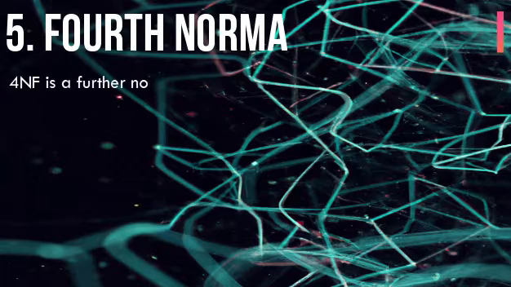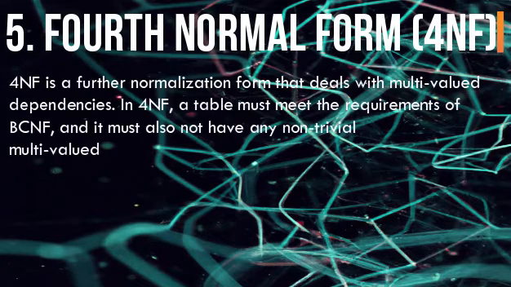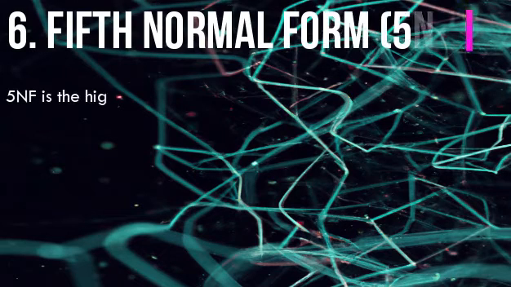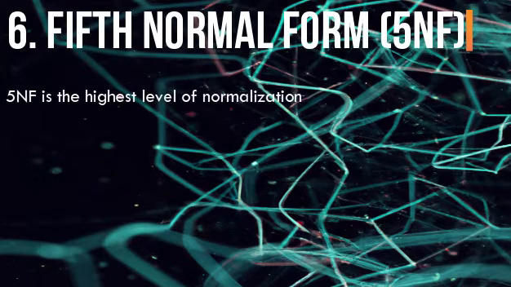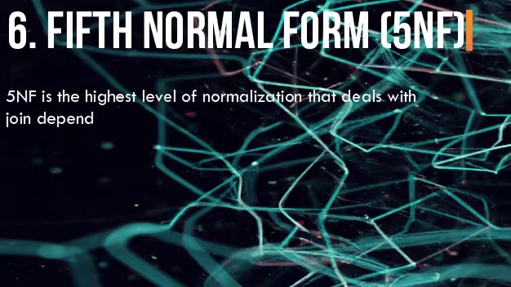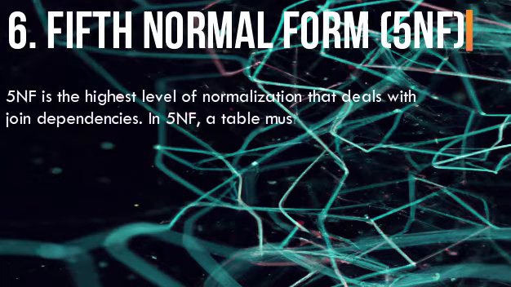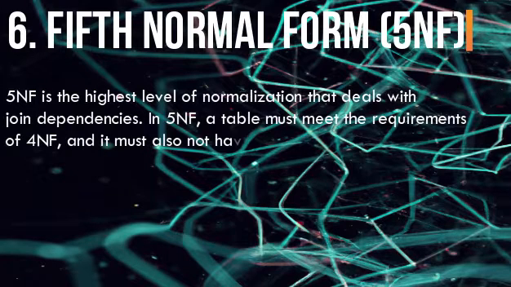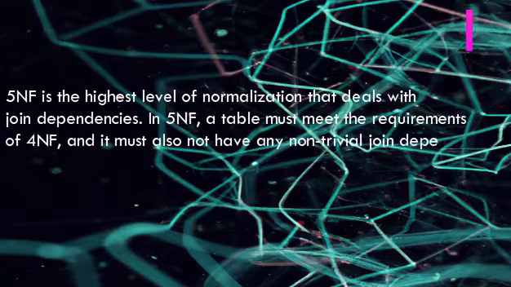5. Fourth normal form, 4NF. 4NF is a further normalization form that deals with multi-valued dependencies. In 4NF, a table must meet the requirements of BCNF, and it must also not have any non-trivial multi-valued dependencies. 6. Fifth normal form, 5NF. 5NF is the highest level of normalization that deals with join dependencies. In 5NF, a table must meet the requirements of 4NF, and it must also not have any non-trivial join dependencies.